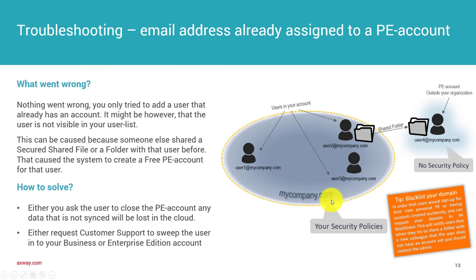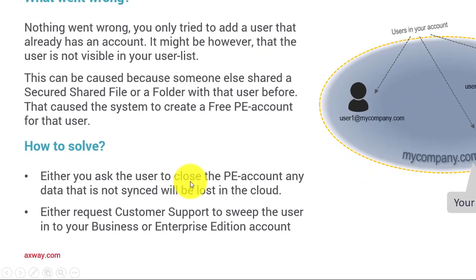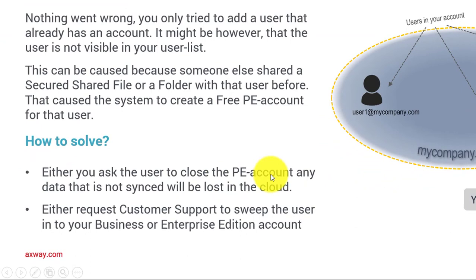Well, very simple. In your account, you have security policies set up, but for this user who is outside of your organization, those policies that you've created do not apply. Now, how can you solve this? Well, you can ask the user to close their personal edition account, or if it was by some reason linked to a different tenant, you can open a support ticket and have that resolved.